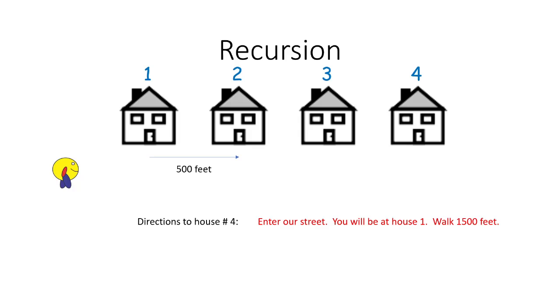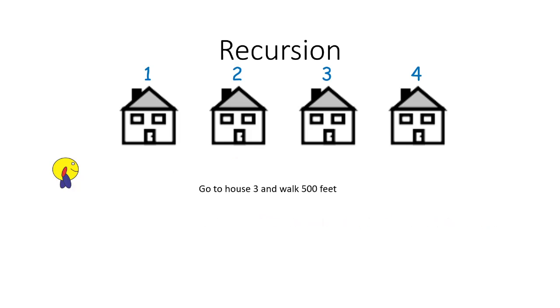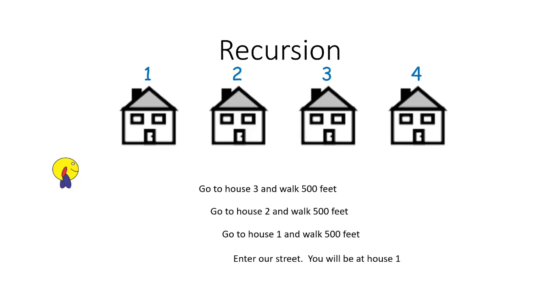But there's another way to do it. You could say, go to house number 3 and walk 500 feet. Then the man would say, but how do you get to house number 3? Oh, that's easy. Go to house number 2 and walk 500 feet. All right. Well, how do you get to house number 2? Oh, that's easy. Just go to house number 1 and walk 500 feet. Okay, but how do you get to house number 1? Oh, okay, so enter our street, and now you'll be at house number 1. Oh, okay, so now the man should know how to get to house number 4. Now that may seem like a complicated way of doing it, but that will illustrate the concept of recursion.